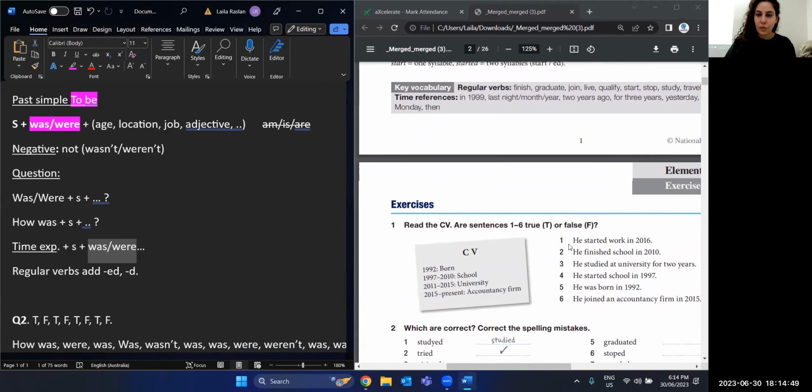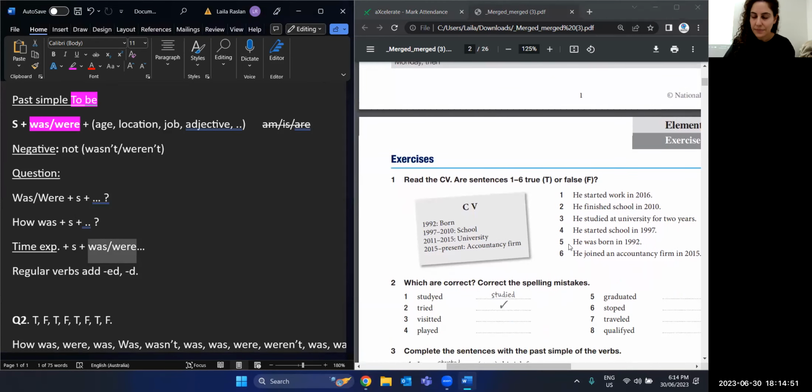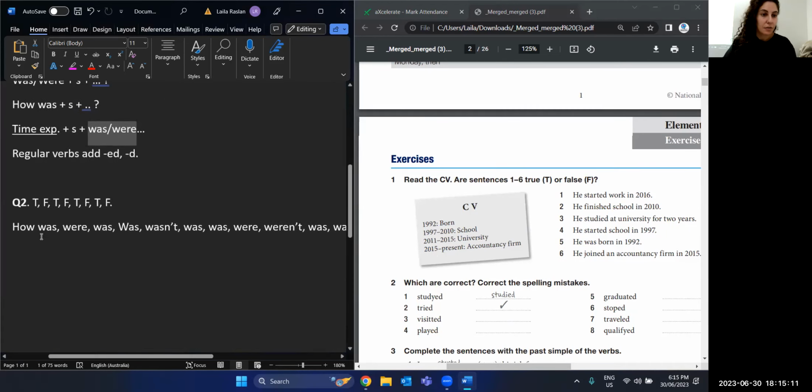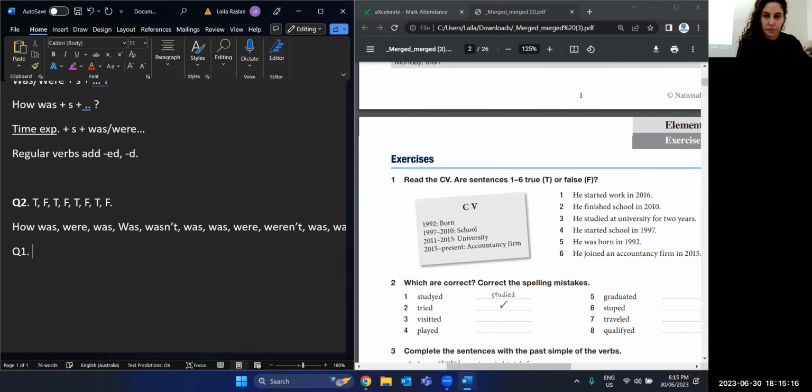So let's do some exercises. So let's read the CV. So remember the resume from the previous page. Is it true that he started work in 2016? False. He started in 2015. So false. Yeah, false.